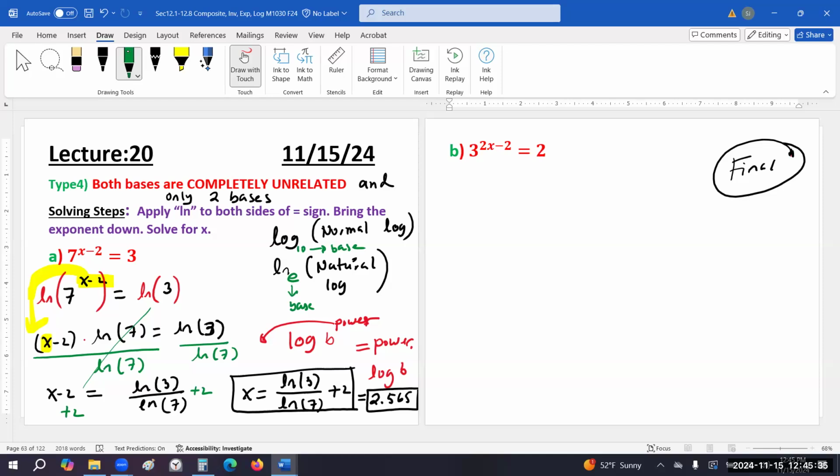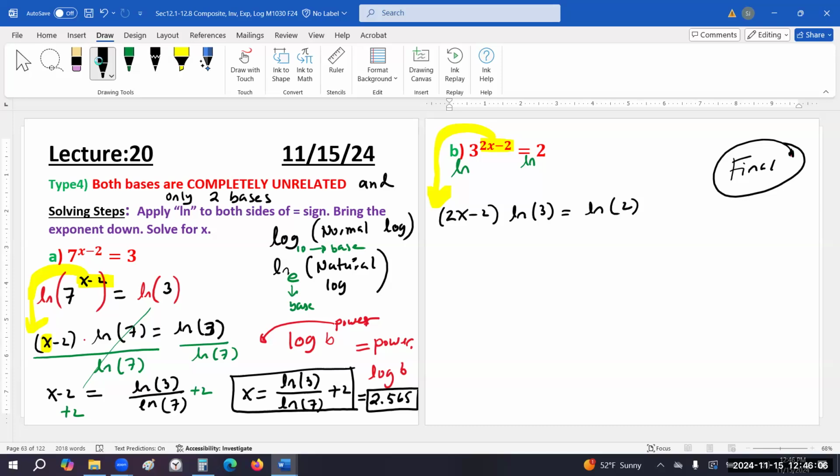This is your first step. Use ln, put on first degree. So we apply ln on the left side. As a result, this power comes down. So 2x minus 2 times ln of 3 gives us ln of 2.